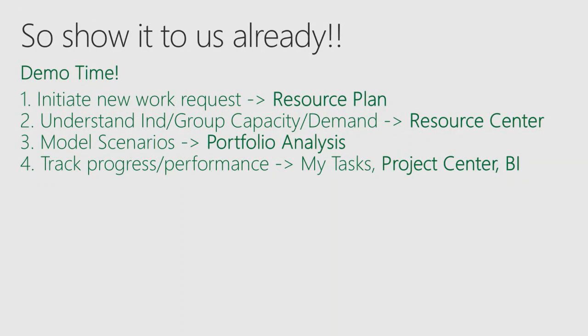So we're going to start out by doing a work initiation. We're actually going to go in and pick a project type. We're going to build a resource plan based off that. So we're doing an early phase FTE estimate for the types of resources I need for a potential project.